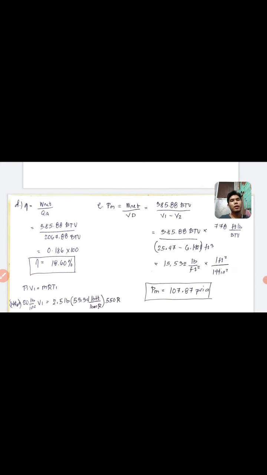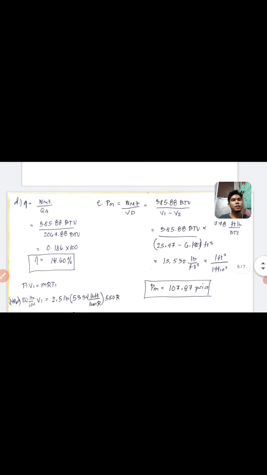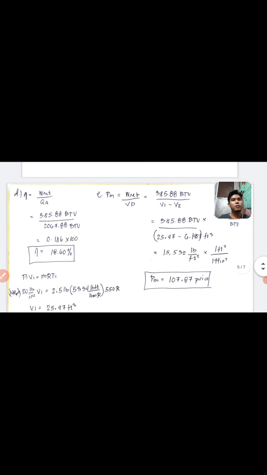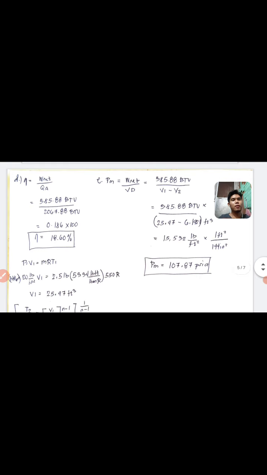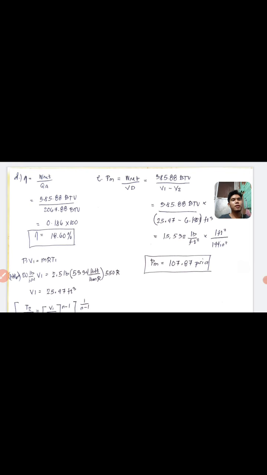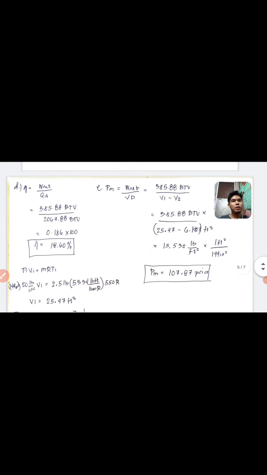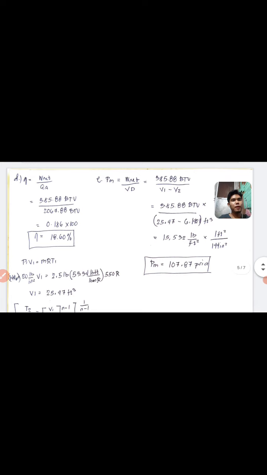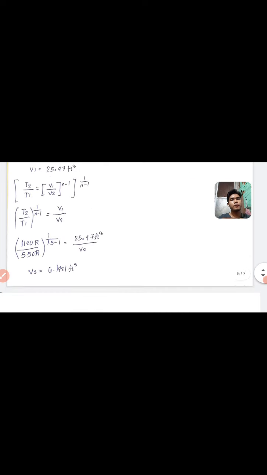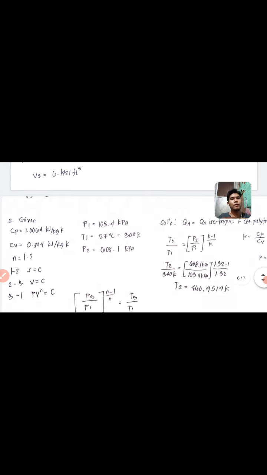So work net over volume displacement, substituting the value, then our pressure mean is equal to 107.887 psia, or pounds per square inch. So here our answer is in psia. And now let's go for our final question, our final problem.